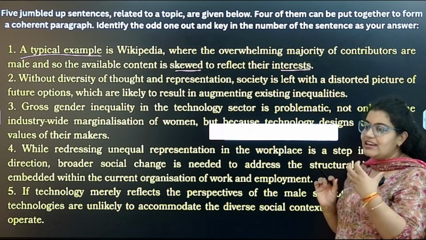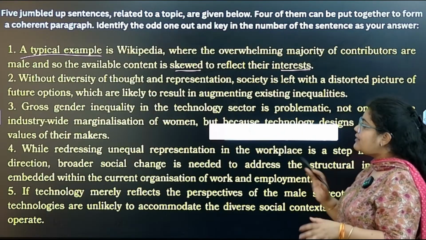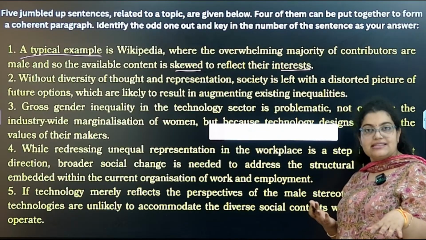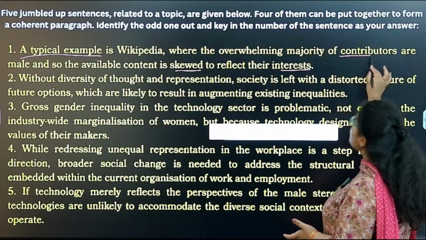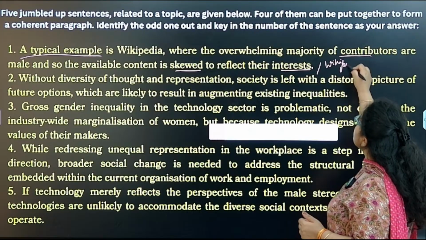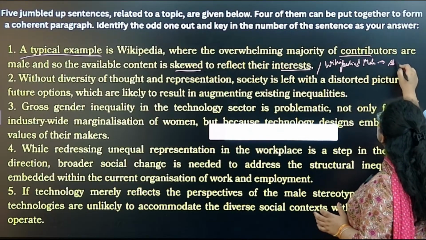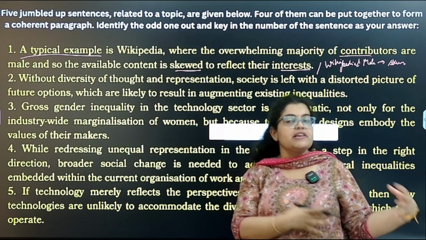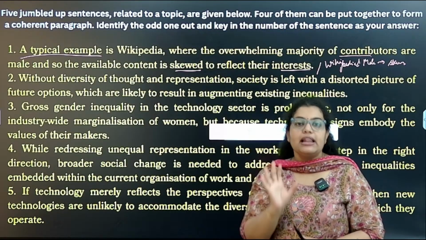Okay, so the first thing that I can get when I'm reading this sentence is that the author is not really happy with it. And there is some sort of male discrimination kind of a thing that is being reflected by this sentence. So a typical example, Wikipedia, where the overwhelming majority of the contributors are male. So this is talking about Wikipedia, okay? Male being the major contributors, and then the content is skewed, that is, it is not showing the true picture. There is some problem in the content because it is just presenting one gender. This is what I can figure out when I'm reading this sentence and labeling it.